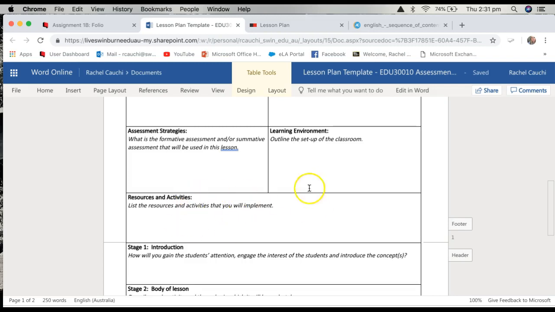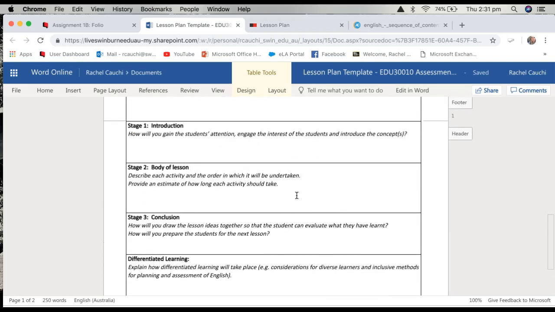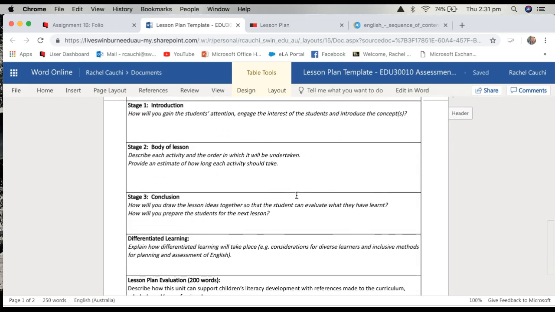It might link to a particular activity, so just bear that in mind as well. So this is where we get into the nitty-gritty of the actual lesson itself. It starts at stage 1, as you can see here, and goes through to stage 3. So it's basically just outlined into 3 sections.